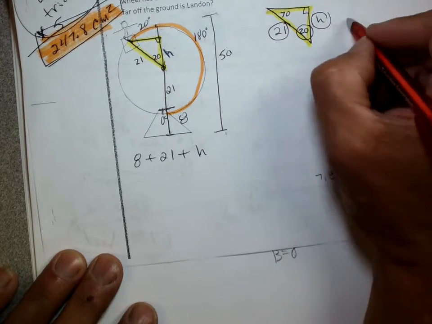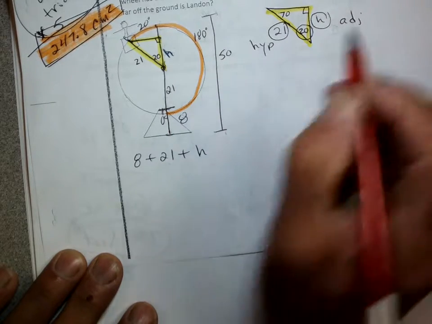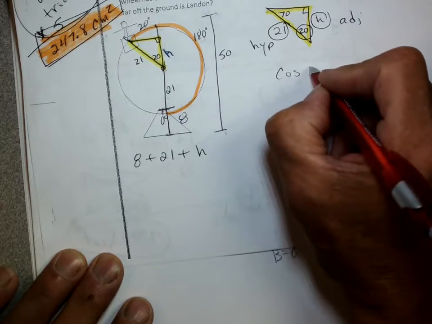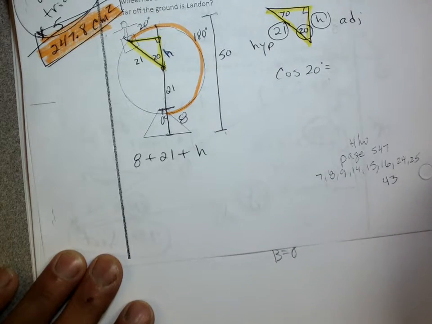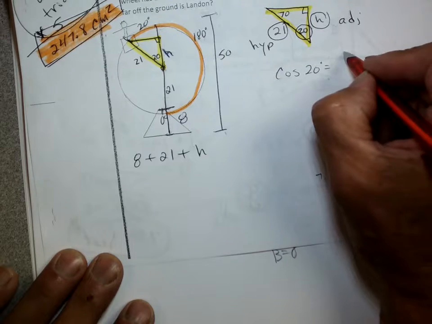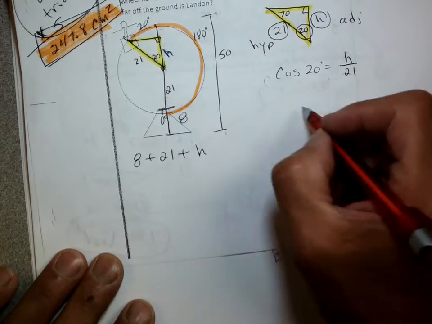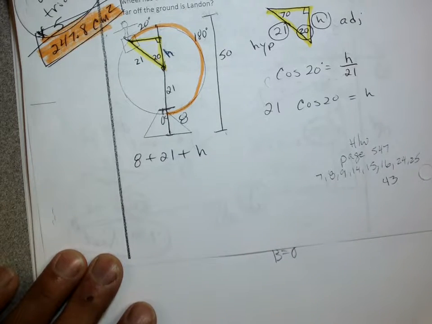So we have the adjacent and the hypotenuse. That would be cosine, right? So we're going to go cosine of theta, and theta is my angle, right? Then we would use 20. Cosine of 20 is equal to my adjacent, which is H, over my hypotenuse, which is 21, right? So we multiply up by 21. We'll use our calculator, right? 21 times the cosine of 20. And I get about 19.7.